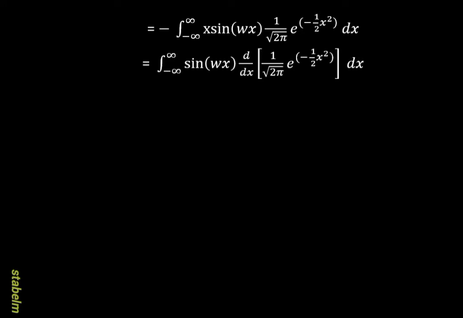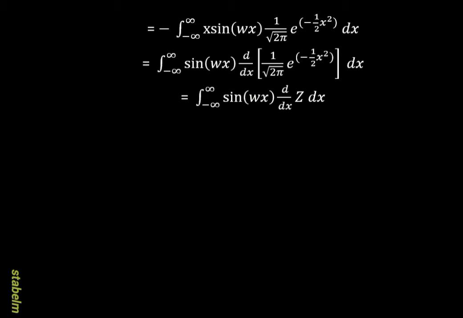So having that now, we are differentiating this standard normal distribution, and we know that this is z, according to the probability density function of the standard normal distribution. So now we can write it in this form: the integral from minus infinity to positive infinity of sin(wx) multiplied by z dx.